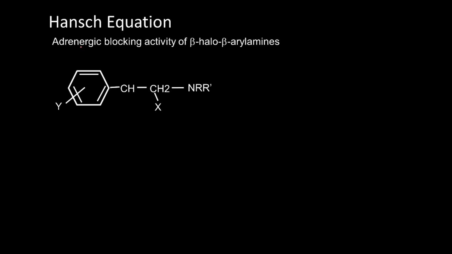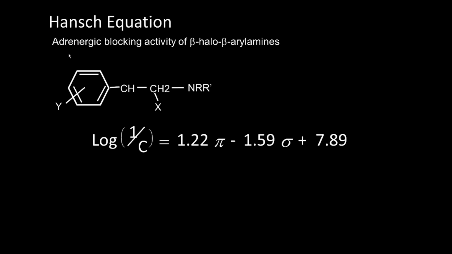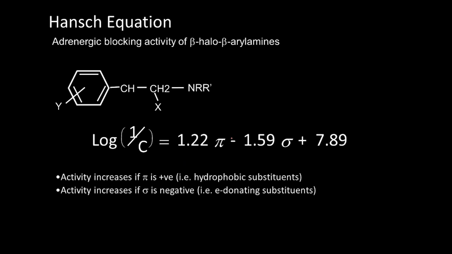Then we have the halo compounds here. So typically this is how the Hansch equation looks like: 1.22 minus 1.522 pi minus 1.59 sigma. Pi represents the hydrophobicity, sigma represents the electronic.